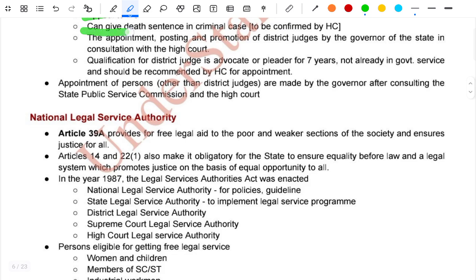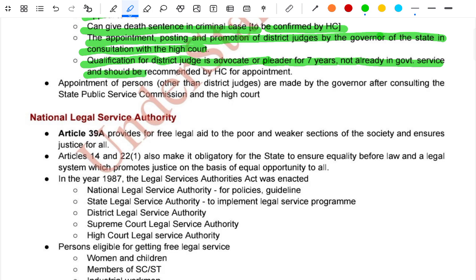The district judge can give a death sentence in a criminal case, which has to be confirmed by the High Court. The appointment, posting and promotion of district judges are made by the Governor of the state in consultation with the High Court. The qualification for district judges is being an advocate or pleader for 7 years, not already in government service, and being recommended by the High Court for appointment.